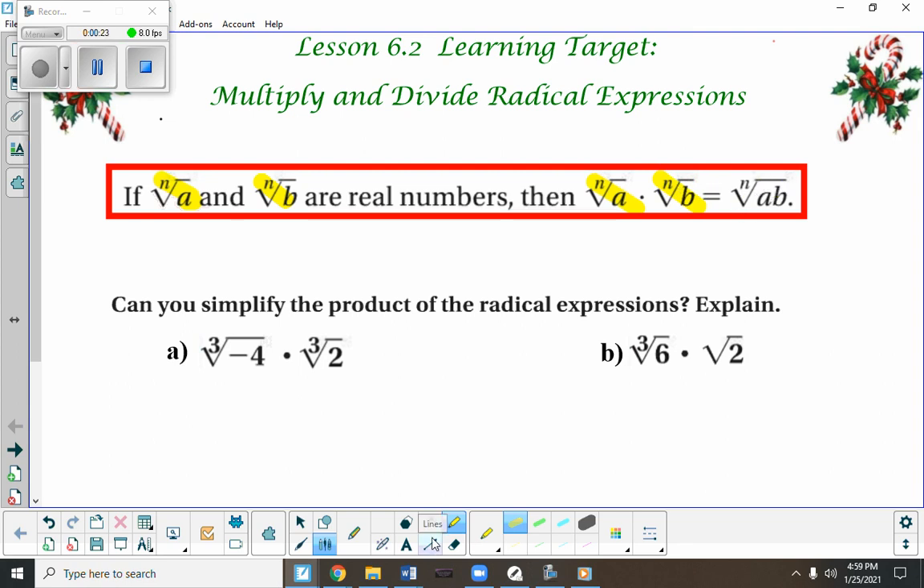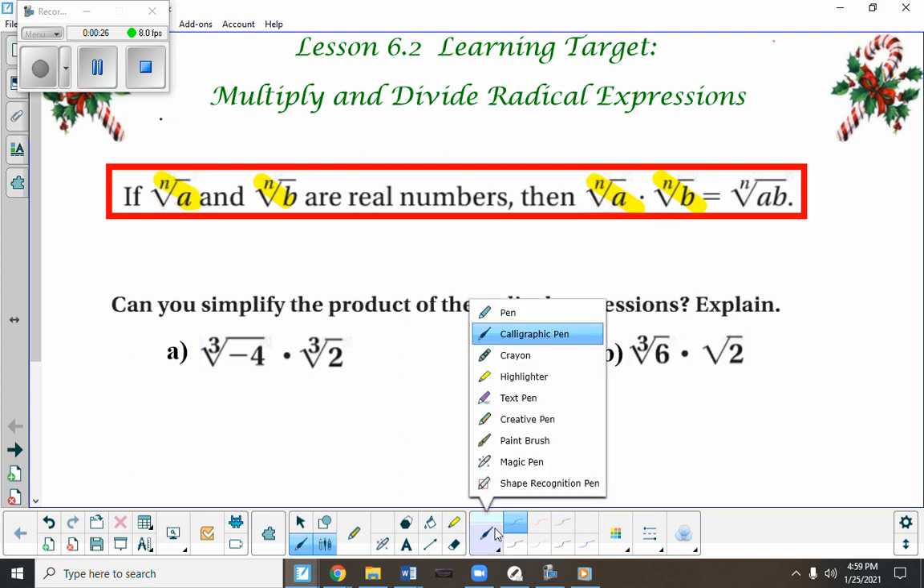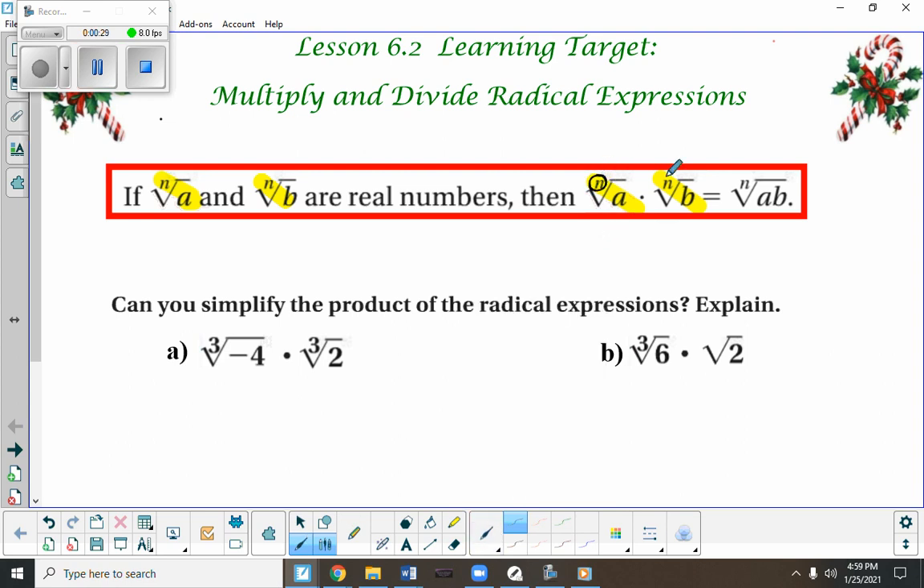So in other words, when you are multiplying radicals, if the index is the same, then you can just multiply the numbers together that are underneath the root, as long as the index is the same. So in this example, these are both cube roots. So the answer would be the cube root of negative 4 times 2, which is the cube root of negative 8. So multiply the negative 4 times 2, and from there, you can simplify. What number cubed gives you negative 8? Well, that would be negative 2, because negative 2 times negative 2 times negative 2 is negative 8.